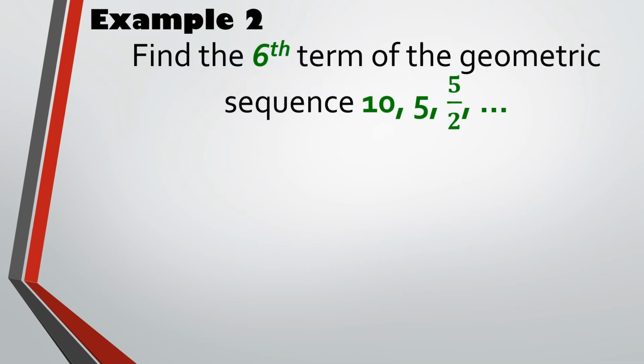Okay, so let us continue with example number 2. The problem is, find the sixth term of the geometric sequence 10, 5, 5/2, and so on. So again, first you identify the given values. So what is a sub 1 in the problem? That is equal to 10. Now, the unknown term, or the problem that we are going to solve, is to find the sixth term. So that is a sub 6.